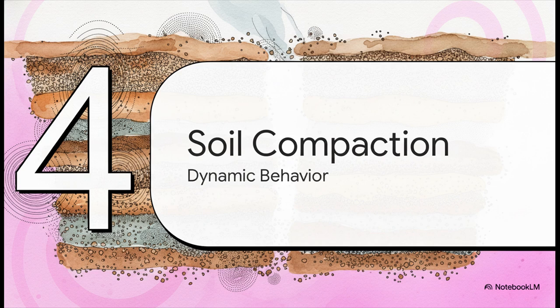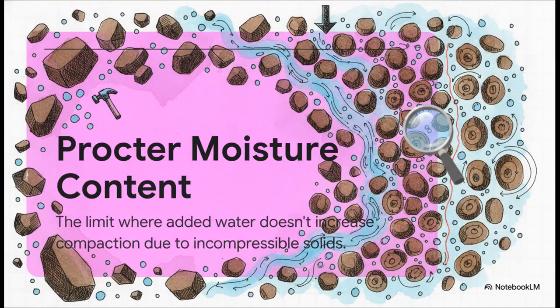Compaction represents the dynamic behavior of soil, encompassing compression and a real increase in density. It is, quite literally, the physical squeeze. Now, water actually initially decreases friction to help facilitate this compaction, but it ultimately hits a strict physical limit. This limit is called the Proctor moisture content. It's the critical limit during compaction where adding any more water just does not increase density anymore. Why? Because of the inherently incompressible nature of both soil solids and water itself.